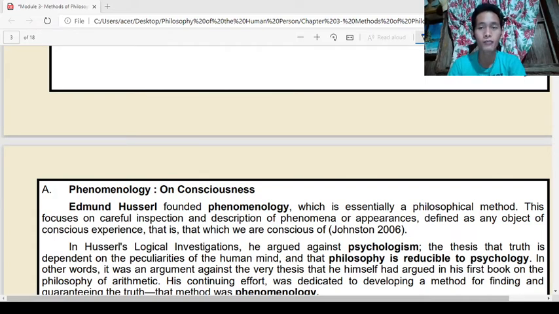any object of conscious experience, that is, that which we are conscious of. So phenomenology as a method of philosophizing focuses on describing the phenomena, describing the happening or appearances of a particular thing, based also on one's personal conscious experience, that is, that which we are conscious of.